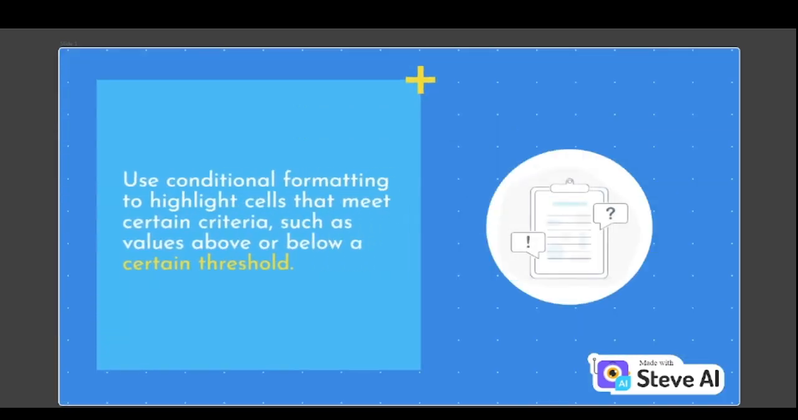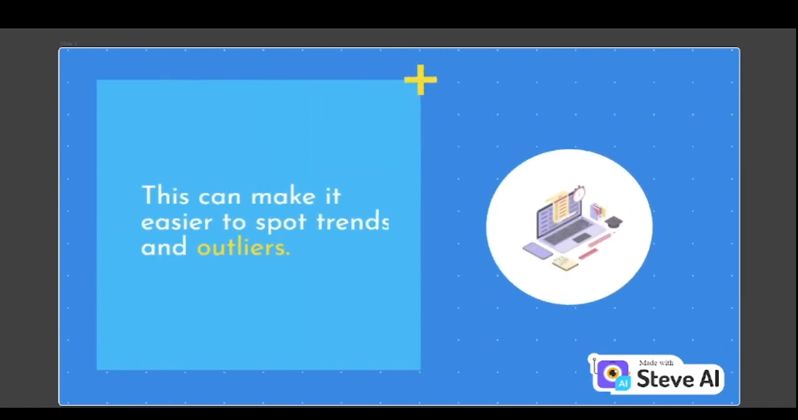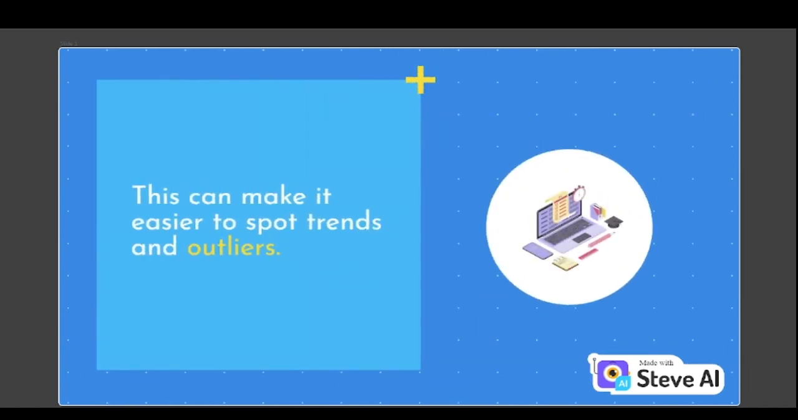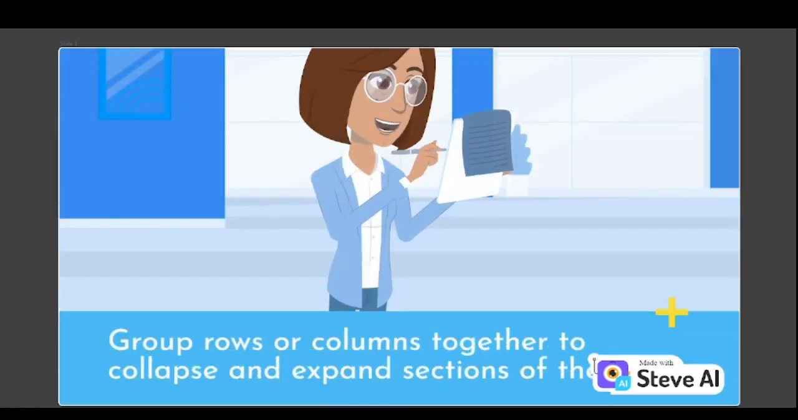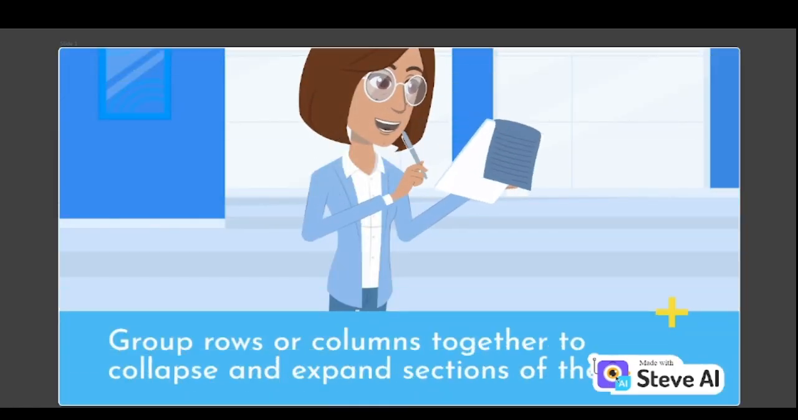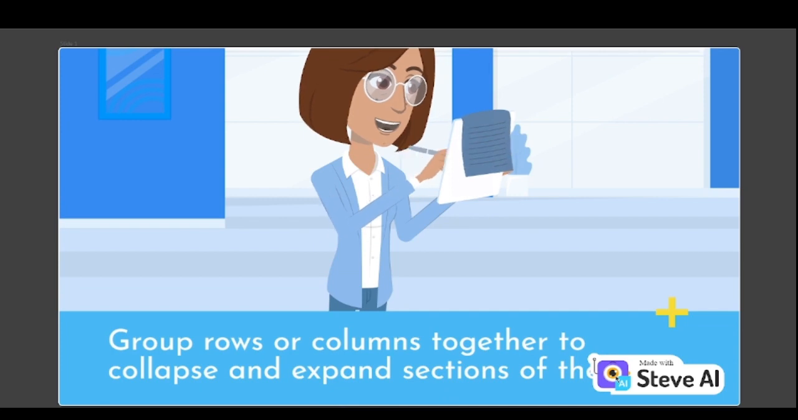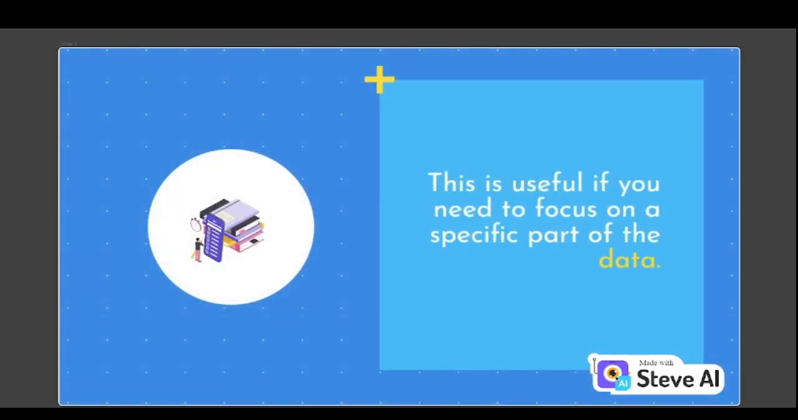Use conditional formatting to highlight cells that meet certain criteria, such as values above or below a certain threshold. This can make it easier to spot trends and outliers. Group rows or columns together to collapse and expand sections of the sheet. This is useful if you need to focus on a specific part of the data.